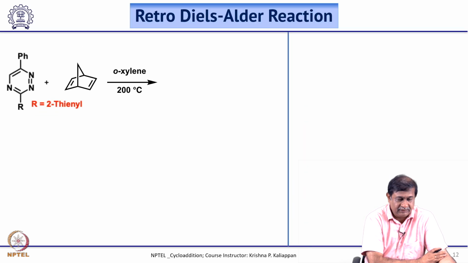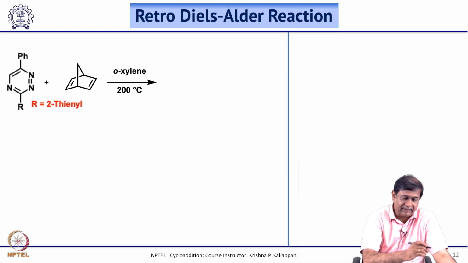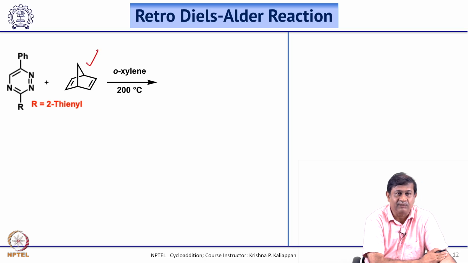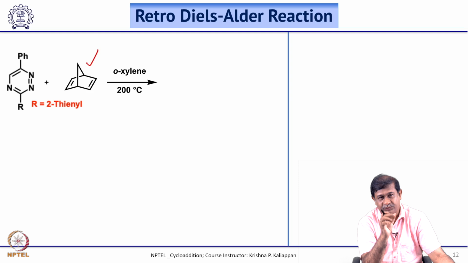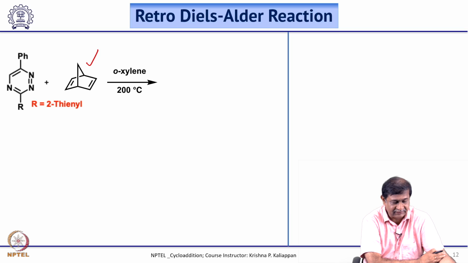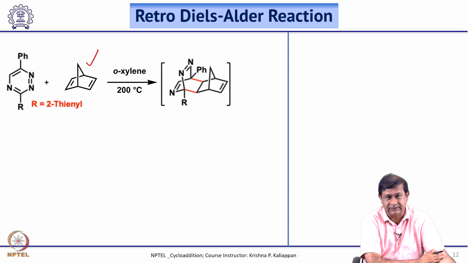Now, you look at this diene, and the dienophile is norbornadiene. So, norbornadiene has two double bonds. Assume that one of the double bonds is involved in the 4+2 cycloaddition reaction. So, if you heat these two in solvents like orthoxylene, then you get this pentacyclic compound.